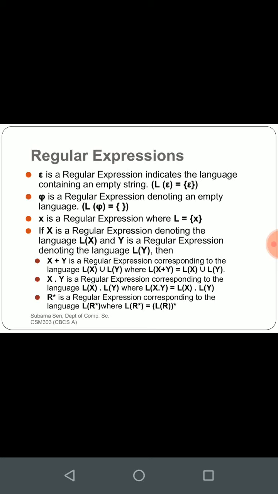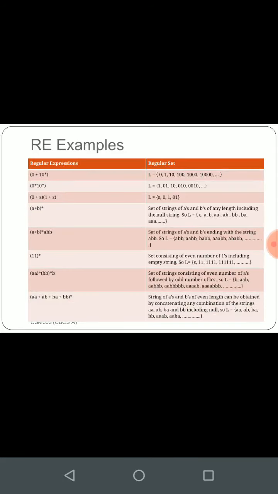Now let us see some examples. Here one regular expression is given and we are generating the regular set. That means how to write it in the form of a language. If the regular expression 0 plus 1 0 star is given, what is the meaning of it? Star means it will include everything including null.